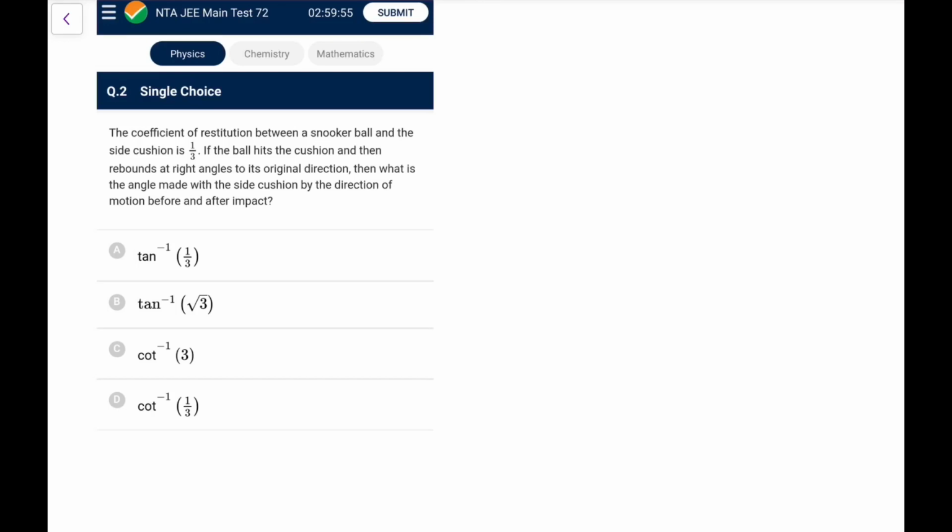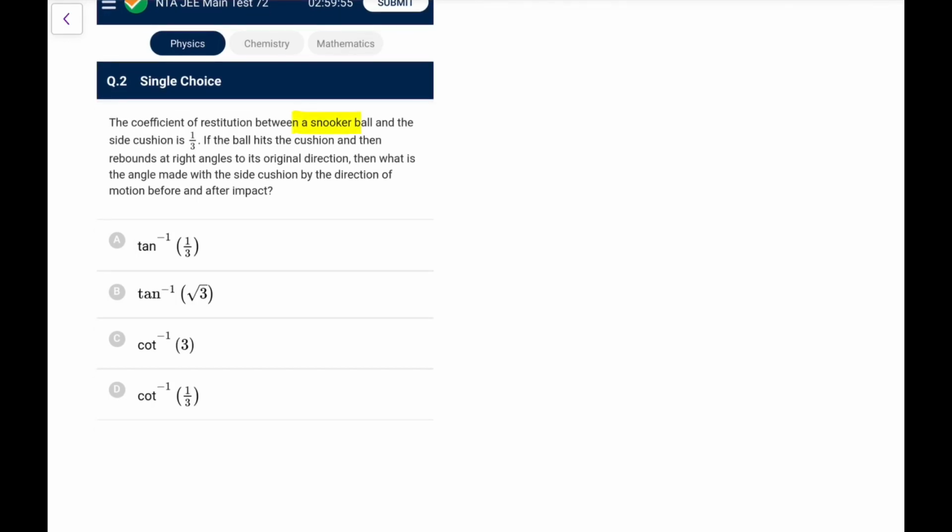Next, the coefficient of restitution between a snooker ball and the side cushion is 1 by 3. If the ball hits the cushion and then rebounds at right angle to the original direction, then what is the angle made with the side cushion by the direction of the motion before and after impact? It should be before and after, so a single angle is given. Let me see what it is. Let's say this ball comes like this and it is going at 90 degrees, so it would be like this. Let's assume this angle is theta, which we have to find out. So this angle is 90, so this would be 90 minus theta. This is, let's say, initial velocity u, this is v.